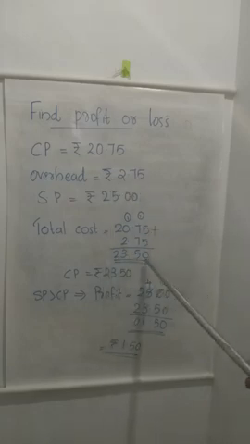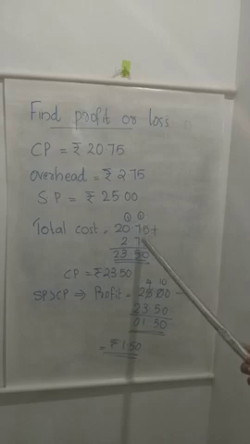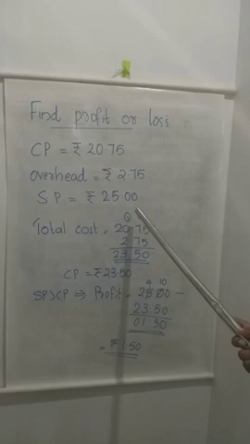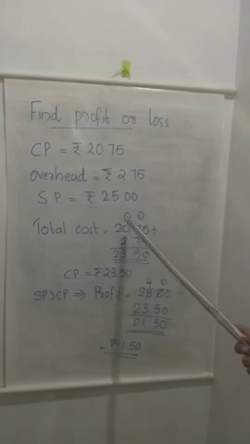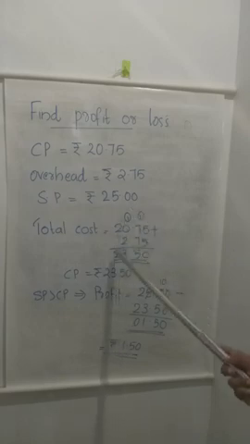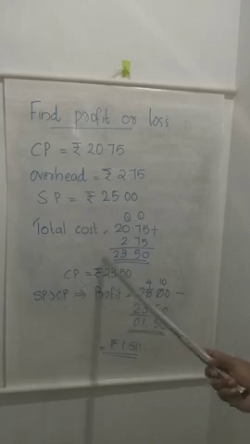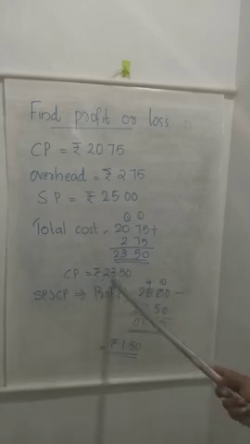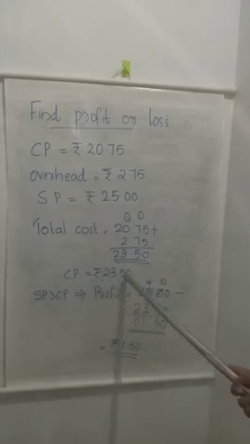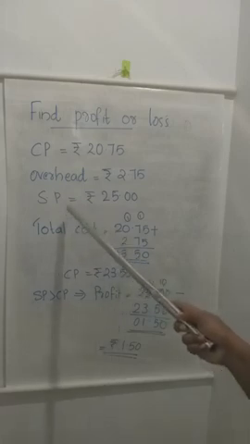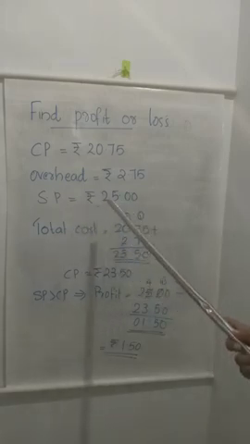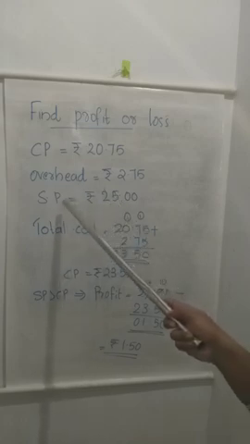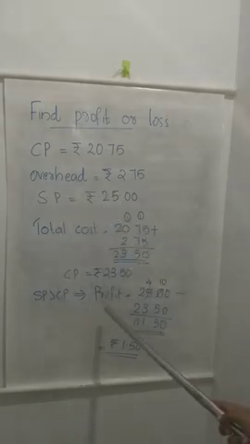5 plus 5, 10. Carry over 1, 7 plus 7, 14 plus 1, 15. 5 writing here, 1 over here. 2 plus 0, 2 plus 1, 3. Now writing that 2 here. So what we got the new cost price? Rupees 23 rupees 50 paisa. What is the selling price? Rupees 25. Which is greater? Selling price is greater. So we have profit.